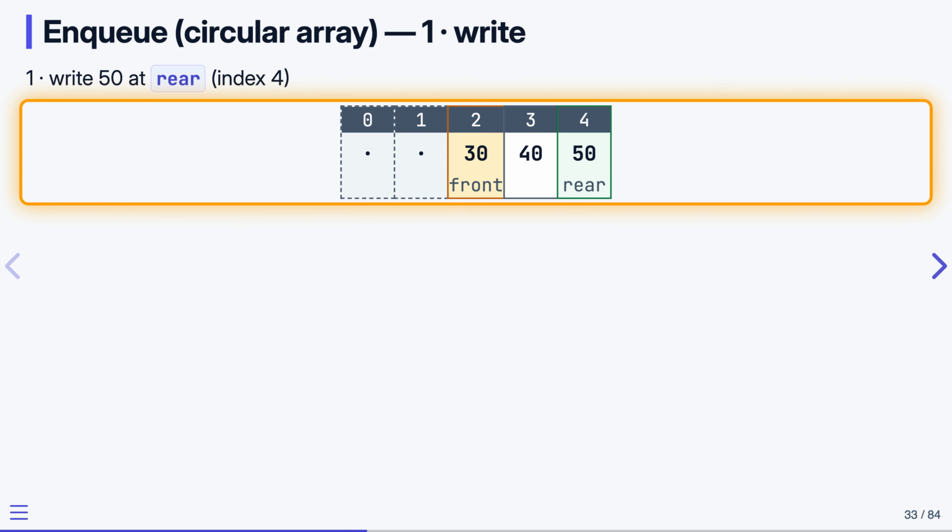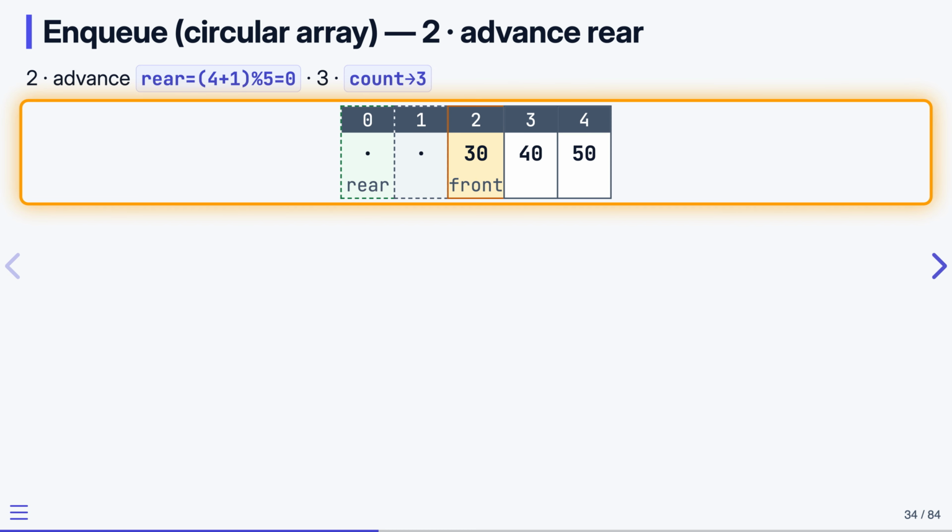We will enqueue 50. Step 1. We write 50 into the rear slot, index 4. The value is stored, but rear has not moved yet. Step 2. We advance rear. Rear becomes 4 plus 1, mod 5, which is 0. Watch it wrap past the end, from index 4 back to index 0. Step 3. Count goes from 2 to 3. One more element now lives in the queue.